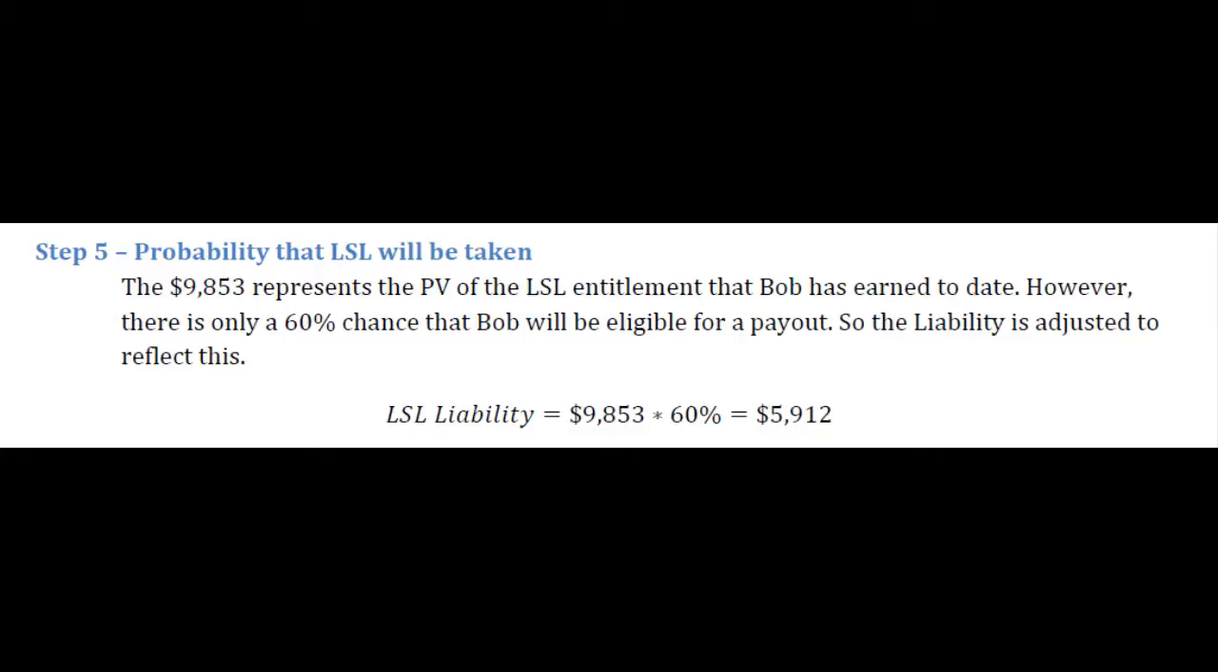So we take that 9,853, we times it by 60%, gives you 5,912. If you actually want to think about it, the actual calculation would be this plus 0 times 40% gives you 0. Add those two together, gives you 5,912, because there's a 40% chance that he will leave before 12 years, which means there is a 40% chance that he's going to leave with nothing. Add those two together, you get 5,912.